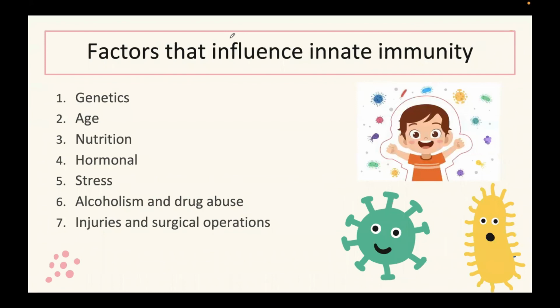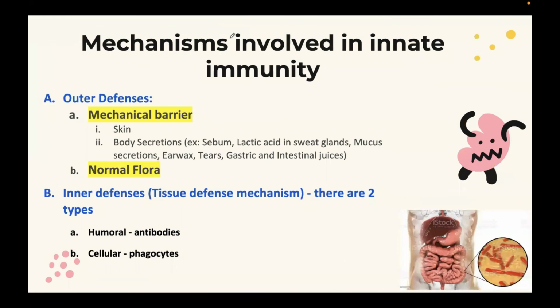So, what are the factors that influence the innate immunity? Kahit naman po sabay-sabay or pare-pareho tayong nanggaling sa ating mga mother, and then meron tayo nitong mga specific immunity nito, pagkapanganak, meron pa rin mga factors na nag-influence. Kaya meron tayong pagkakaiba-iba. We have the genetics, the age, the nutrition, the hormonal, the stress, alcoholism and drug abuse, and injuries and surgical operations. So next, what are the mechanisms involved in innate immunity?